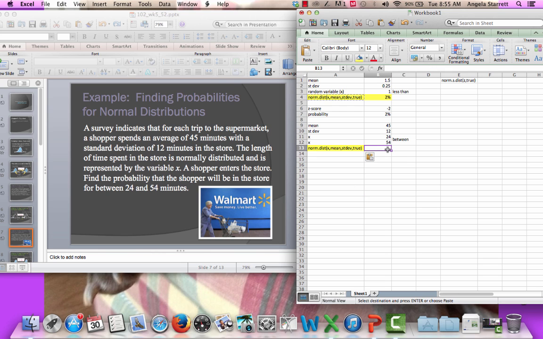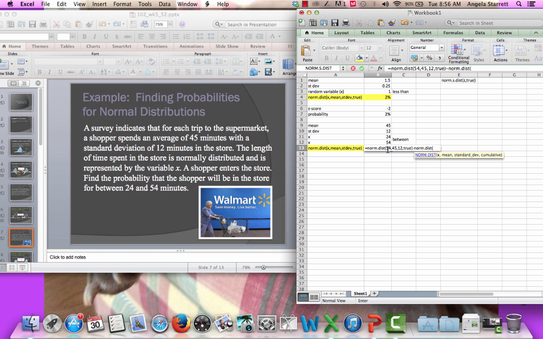Okay, so we've got equals norm.dist. All right, now we want the area between these two. All right, so how are we going to calculate that? Well, we always start with the largest number. All right, so we're going to get the area or the probability to the left of 54 first. All right, so 54, mean of 45, standard deviation of 12, and I always type true. Okay, and we don't want the entire area to the left of 54. We want to stop at 24. So we need to subtract the area to the left of 24.